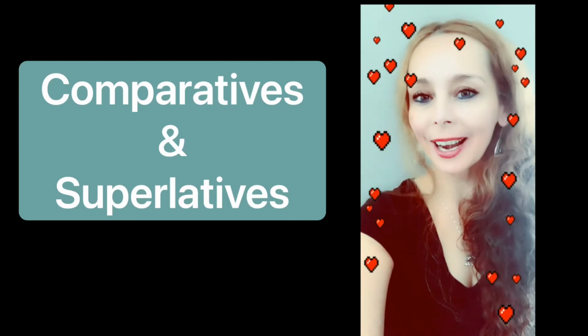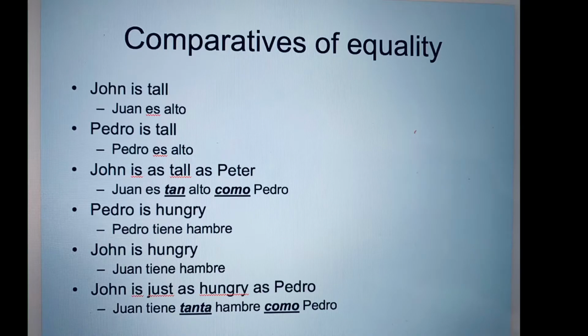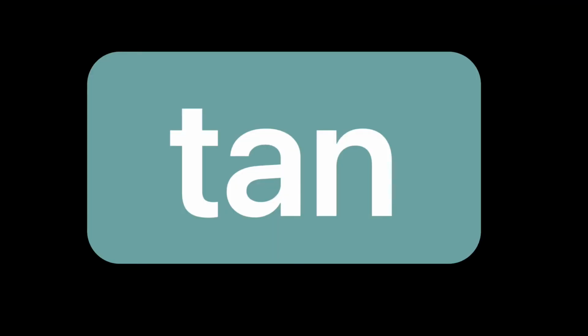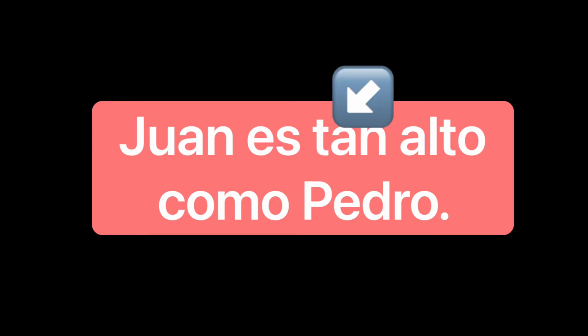Comparatives and Superlatives. Comparatives of Equality. Use tan before an adjective or an adverb and como after it. For example, John is as tall as Peter. Juan es tan alto como Pedro.